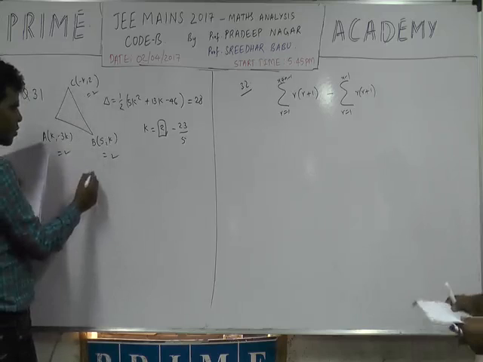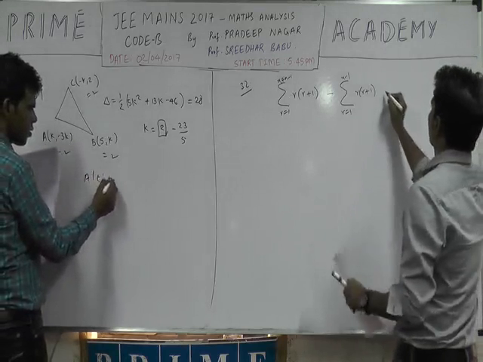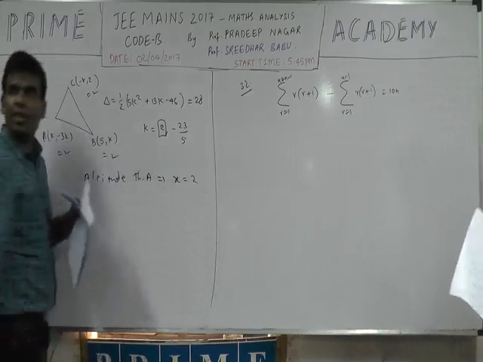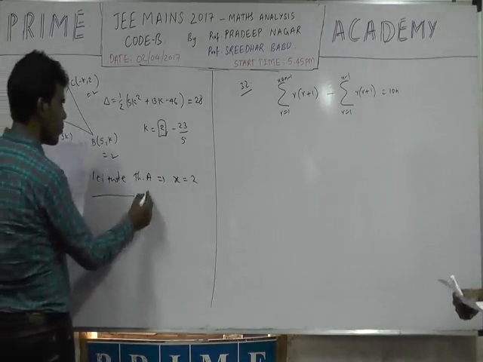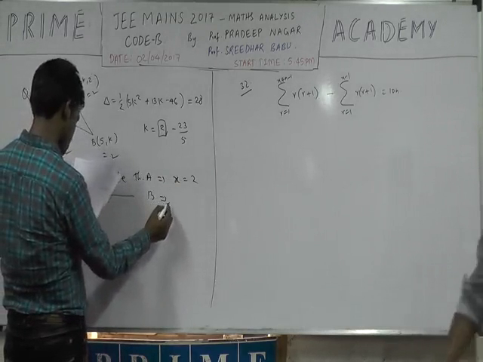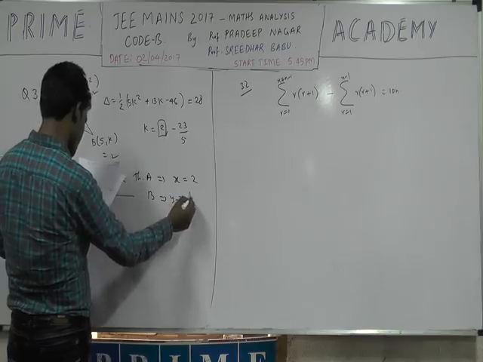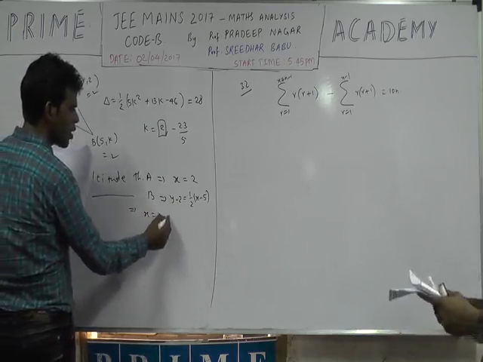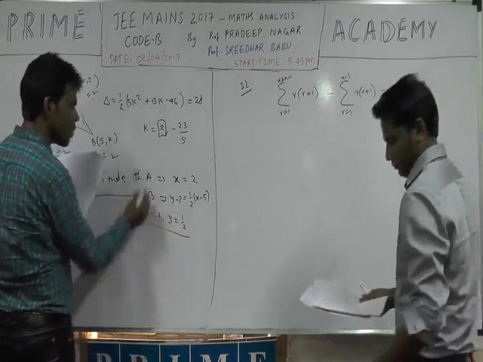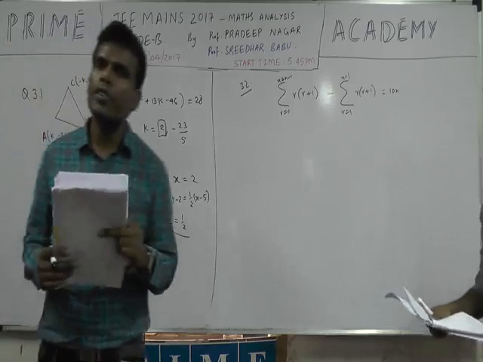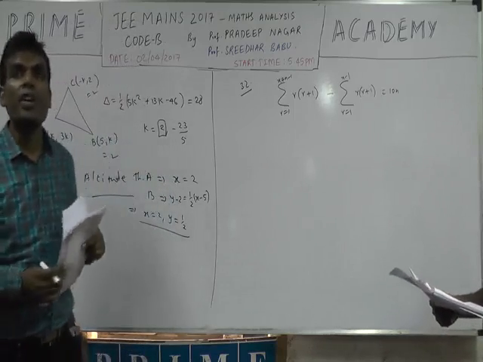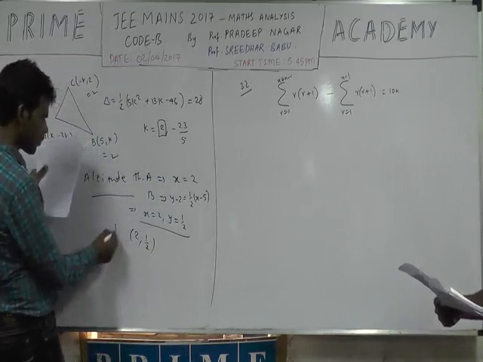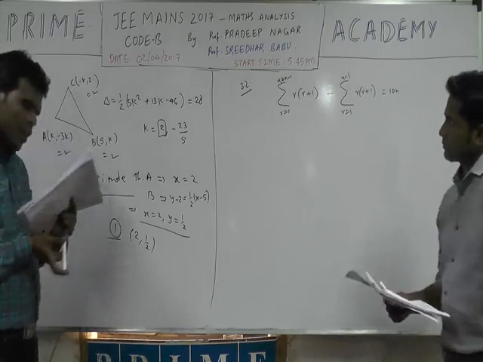The altitude passing through A will come as x equal to 2, and the altitude passing through B will come as y minus 2 equal to half times (x minus 5). After solving these two altitudes, you will get x is 2 and y is 1 upon 2. This point is the point of intersection of those two altitudes, which is nothing but the orthocenter. Hence the answer is option 1, that is (2, 1/2).